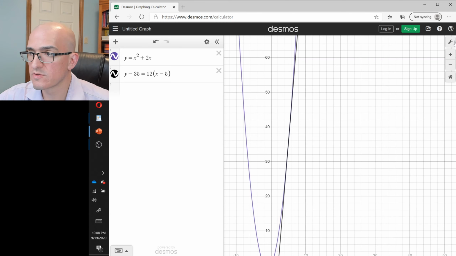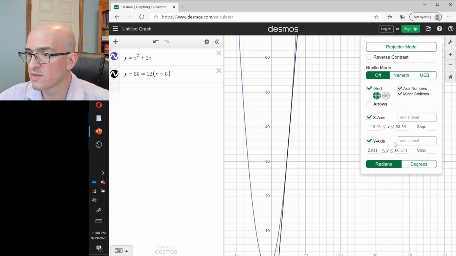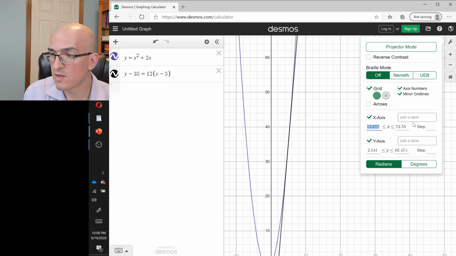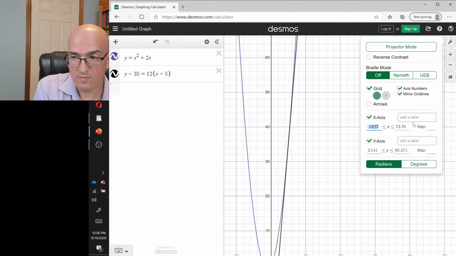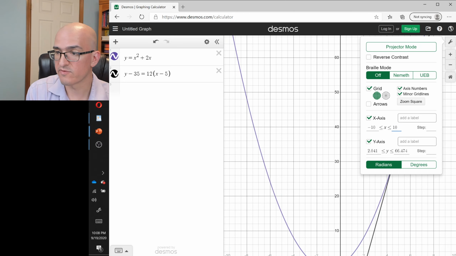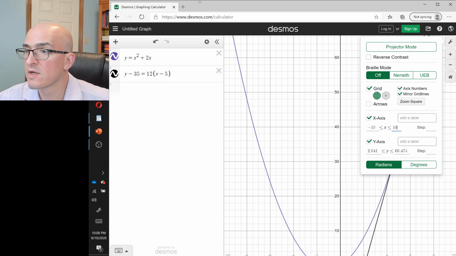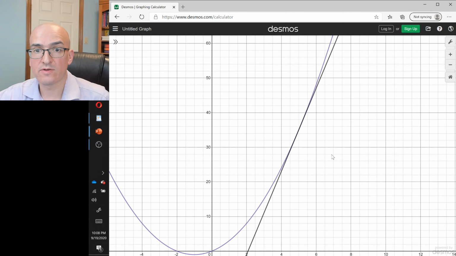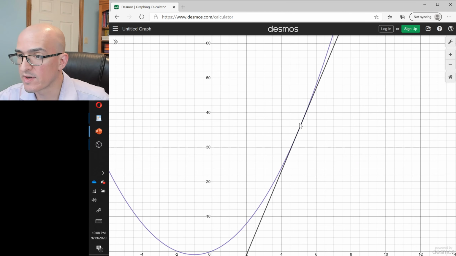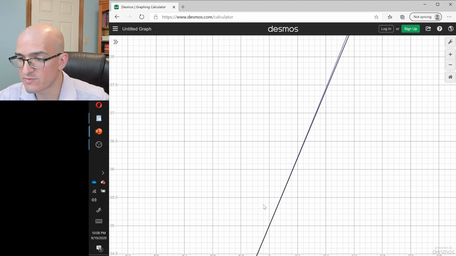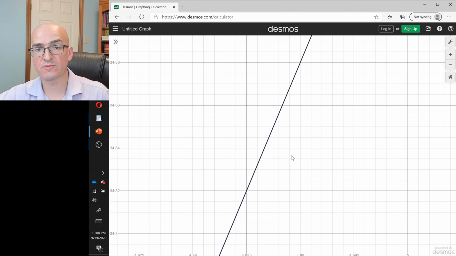So I'll zoom out in a different way, hold on. My x-axis, I'll go from minus 10 to 10, just to get a little better picture. And I'll hide that. Okay, so that's what we just found. We found a line that has a slope of 12. I'm going to zoom in to the coordinate at x equals 5. And I zoom in and zoom in and zoom in close enough and you can't tell the difference between the function and this line.